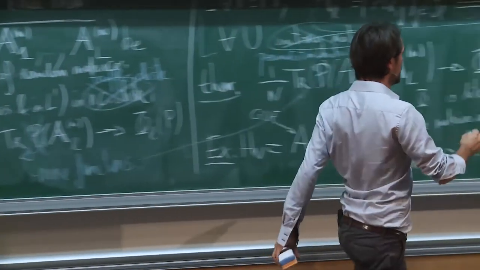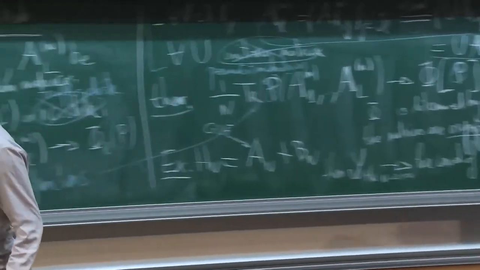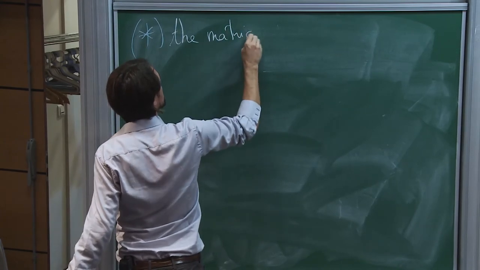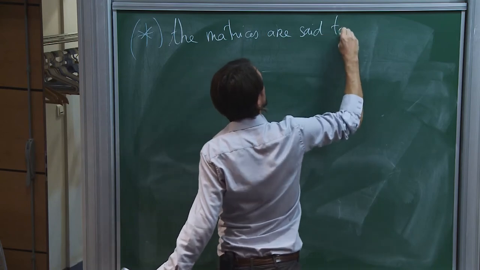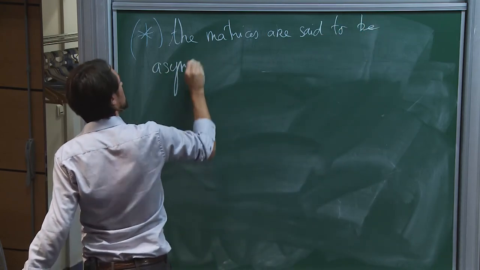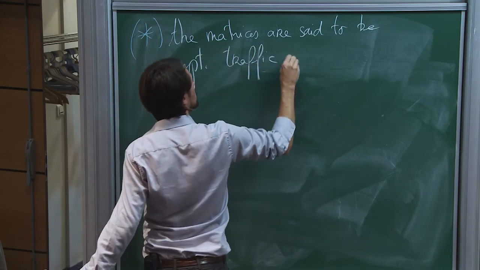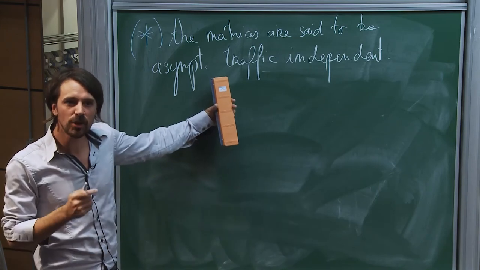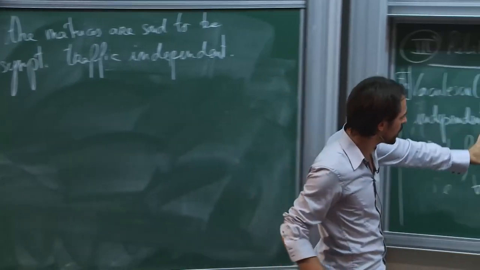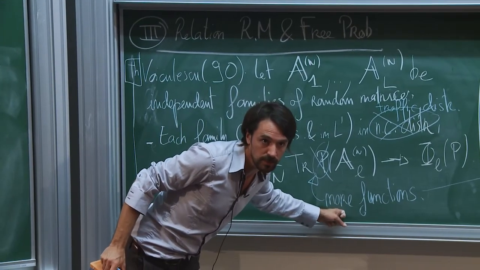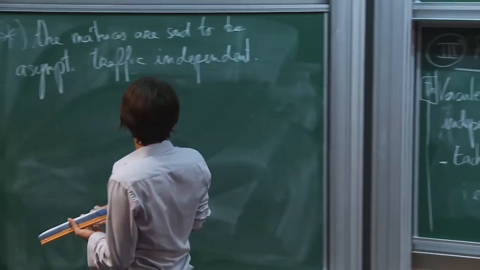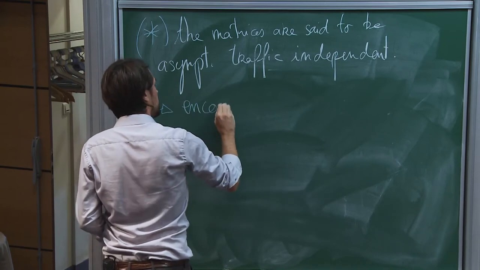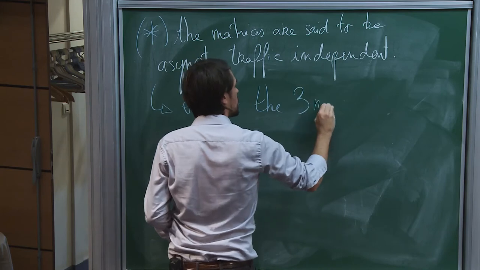So here, the matrices are said to be asymptotically traffic independent, so it's just a word. It's a false notion. It is not really a non-commutative notion of independence because it is defined for objects where we have a stronger notion of distribution. But what is important is not the detail of this definition, which is a bit complicated, but that traffic independence encodes the three notions of independence.